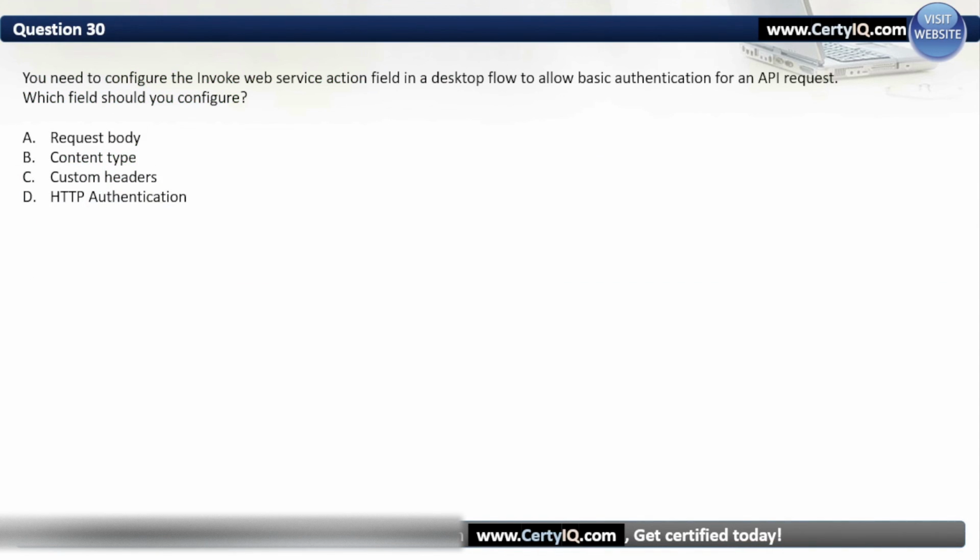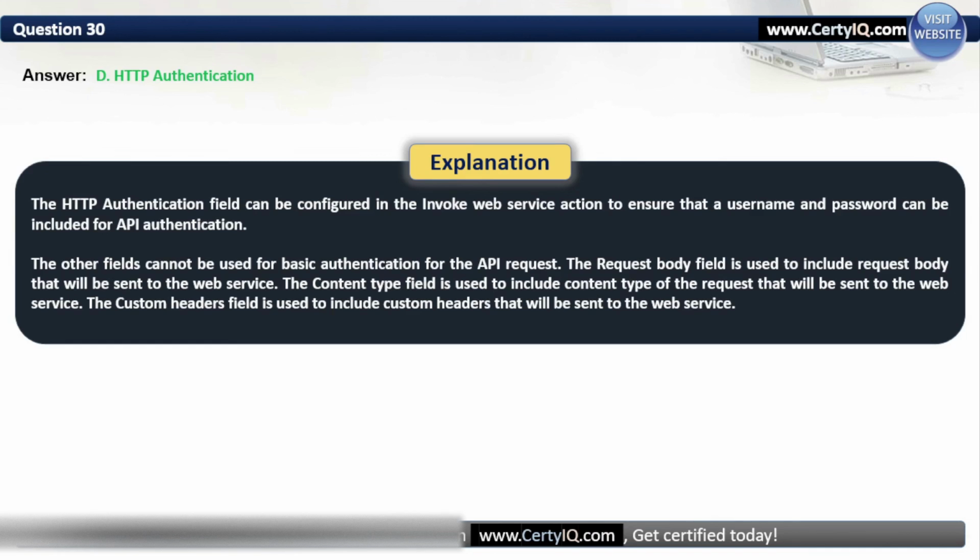Question 30. You need to configure the invoke web service action field in a desktop flow to allow basic authentication for an API request. Which field should you configure? The correct option is D, HTTP authentication. The HTTP authentication field can be configured in the invoke web service section to ensure that a username and password can be included for API authentication.